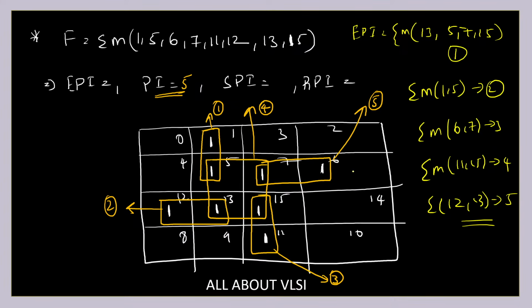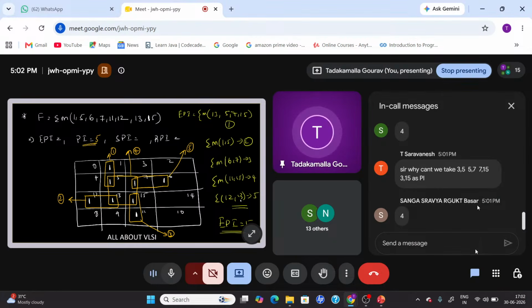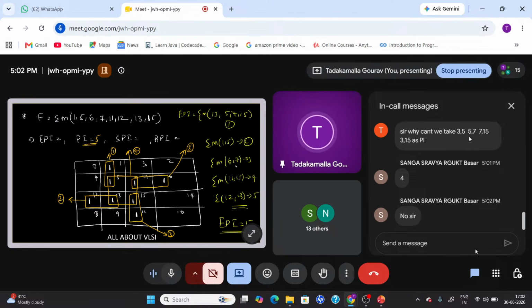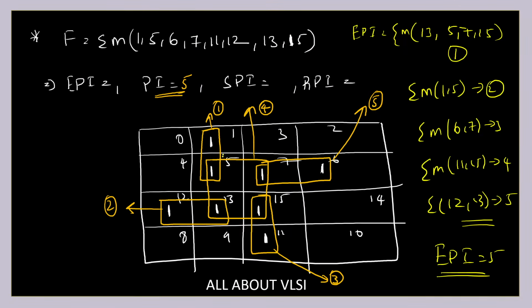So RPI. Where is this redundant prime implicant? Yeah, I can see it. First of all, EPI I got 5. Okay, fine. Now what about RPI? Can anyone tell me? Why can't we take 3, 5, 7? Okay, 3, 5, 5, 7. Where is 3, 5?